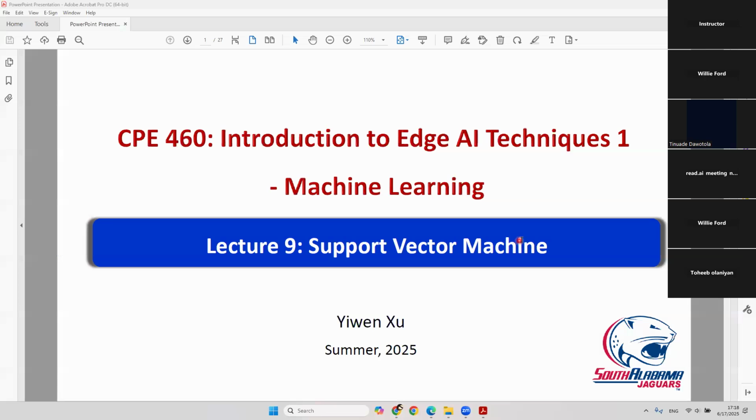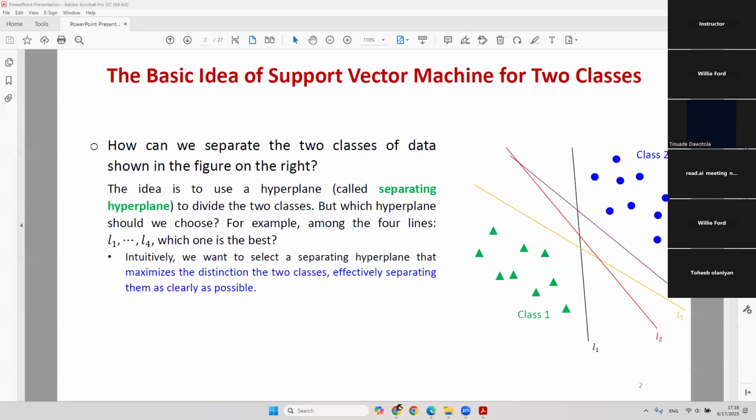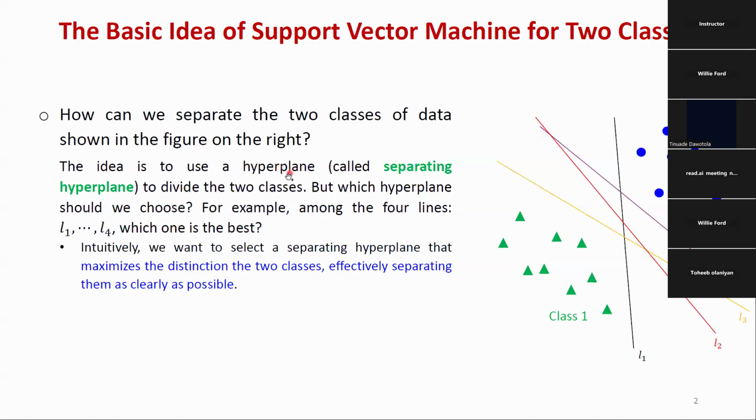Okay, so support vector machine is another classifier. The basic idea is here. We have a fundamental question: given this data, class one and class two, how can we separate them? Be careful, I use the term separate. A basic idea is that I want to draw a line to split them, so that, for example, I can have L1, L2, L3, L4.